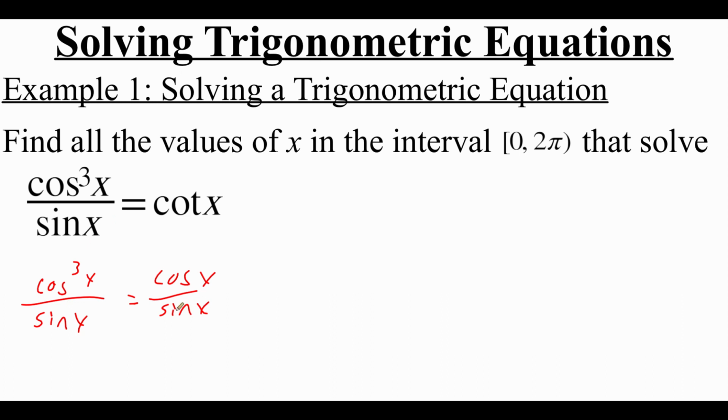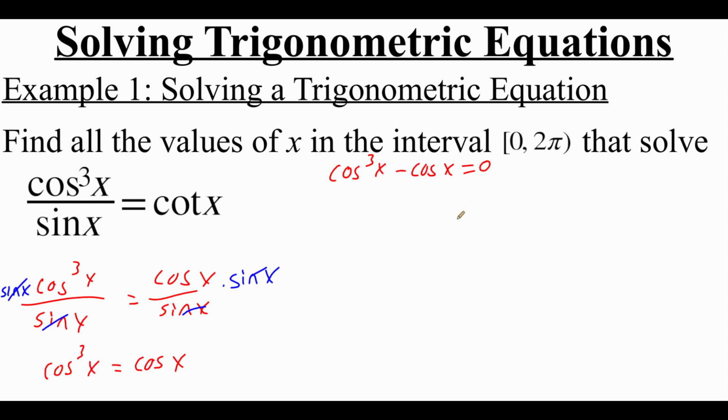Now I see that we're dealing with fractions on each side of our equation, and each one of those fractions has a denominator of sine. So I'm going to multiply each side of my equation by the sine of x, and that's going to let me cancel out those denominators. So now my equation just says the cosine cubed of x equals the cosine of x. Now I'm going to take this cosine of x that's on the right-hand side, and I want to get all my variables on the same side. So I'm going to subtract that over to the left-hand side. So then my equation will say cosine cubed of x minus cosine of x equals 0.